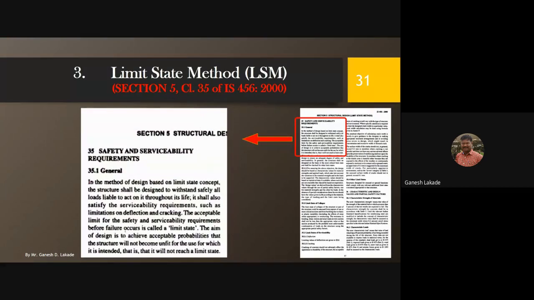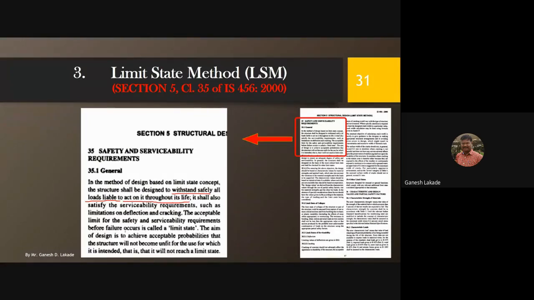It says that in the method of design based on limit state concept, the structure shall be designed to withstand safely all loads liable to act on it throughout its lifetime. Okay. So whatever structure you are going to design, it must withstand safely all loads. All loads means dead load, live load, wind load, earthquake load, or any other miscellaneous loads also. So you have to consider all loads, and then design that structure so that it will remain stable throughout its intended lifetime.